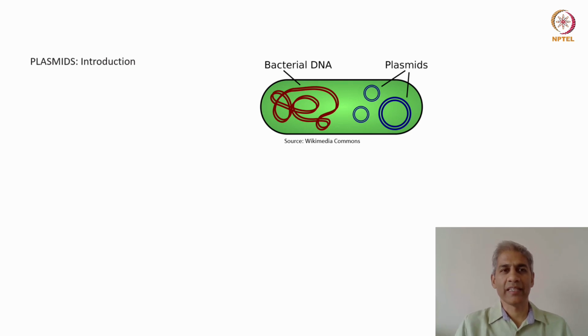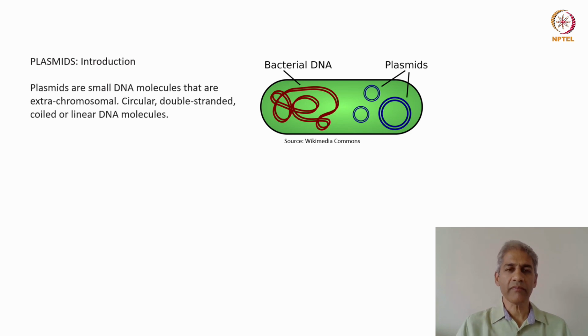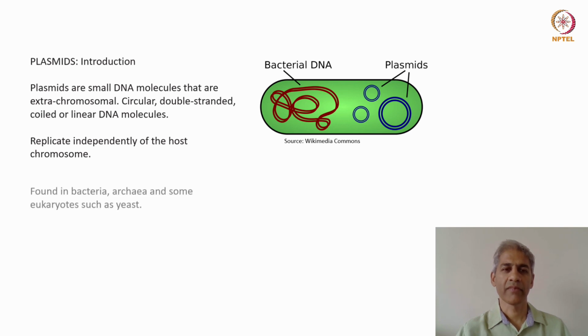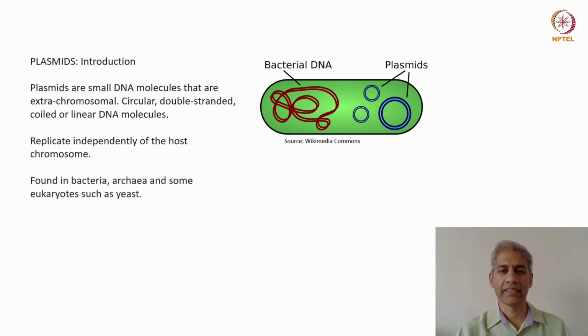Then we need to look at the second molecule, which are plasmids. So plasmids are small DNA molecules which are extrachromosomal, which means they don't occur on the main chromosome. They are circular, double-stranded, and they can either be coiled or linear, and that's shown here in the schematic. A bacterial plasmid has been shown. And they have their own replication machinery, and they're found in bacteria, archaea, and in some yeast.